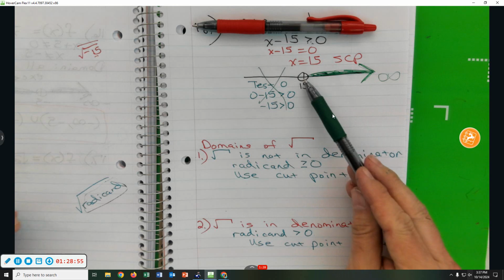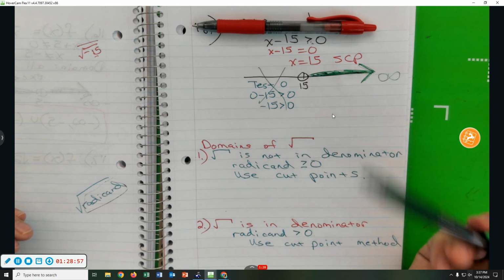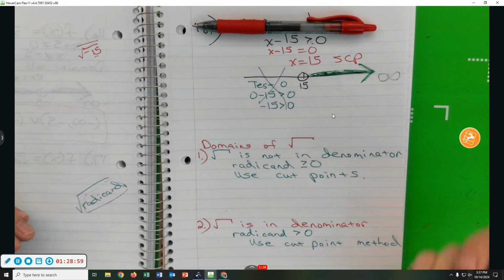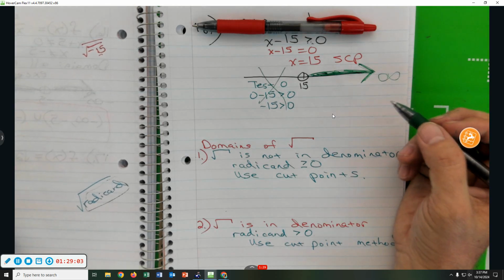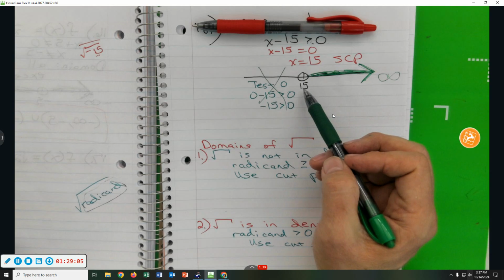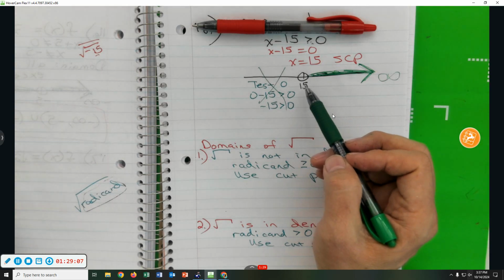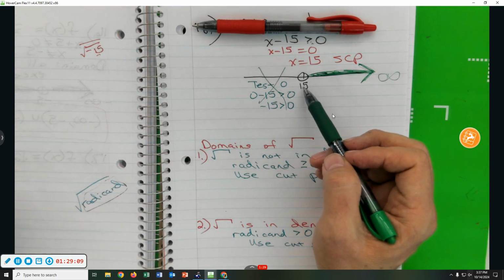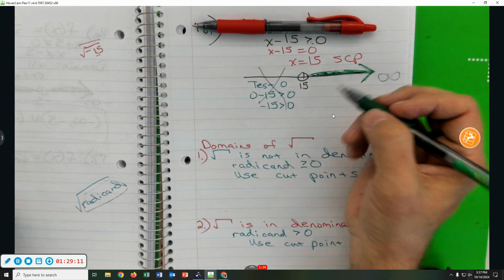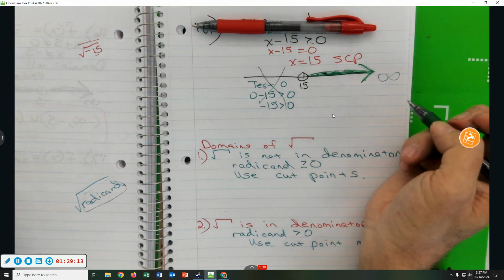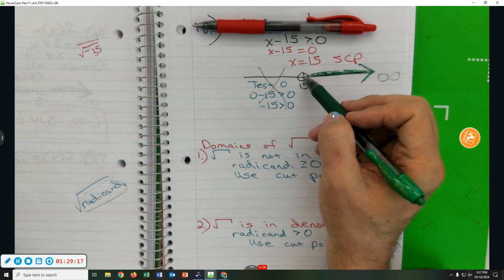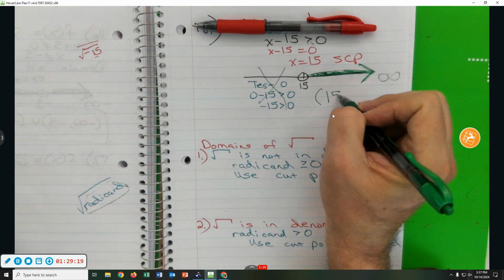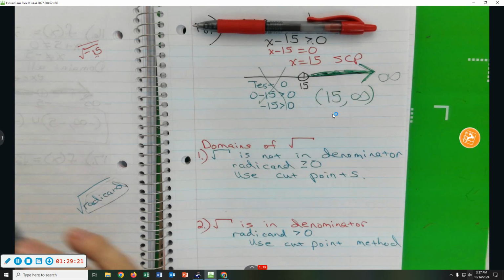So how do we say this shaded interval using interval notation? They're going to want the domain in interval notation. The left-hand endpoint is 15. Do I have a parenthesis or a bracket? The denominator and cut point is the parentheses. Well, it's a parenthesis, 15, comma, infinity.